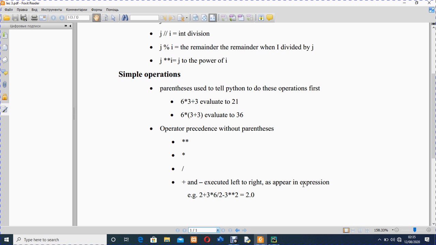In an expression, e.g. 2 plus 3 multiplied by 6 over 2 minus 3 to the power of 2 equals 2.0. Let's try it and see.